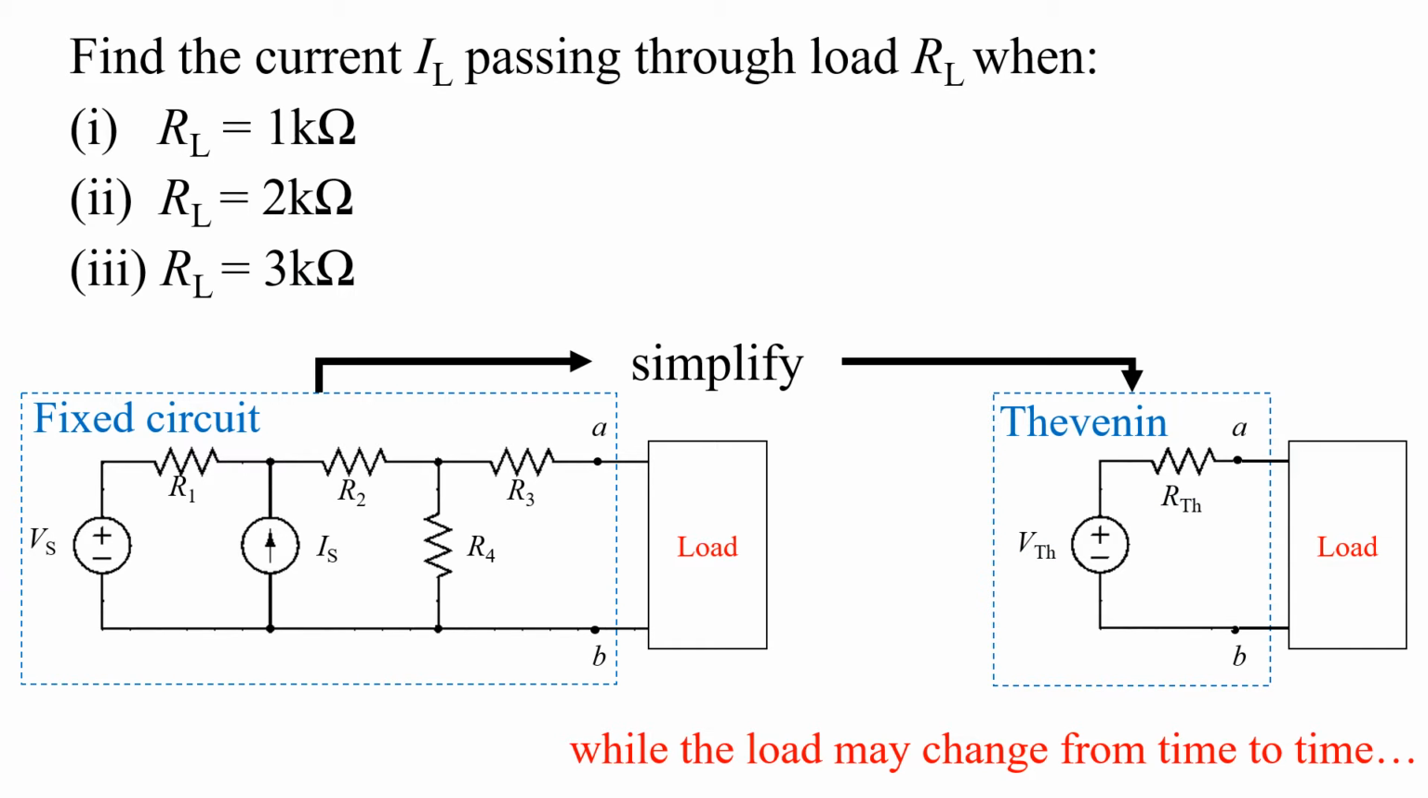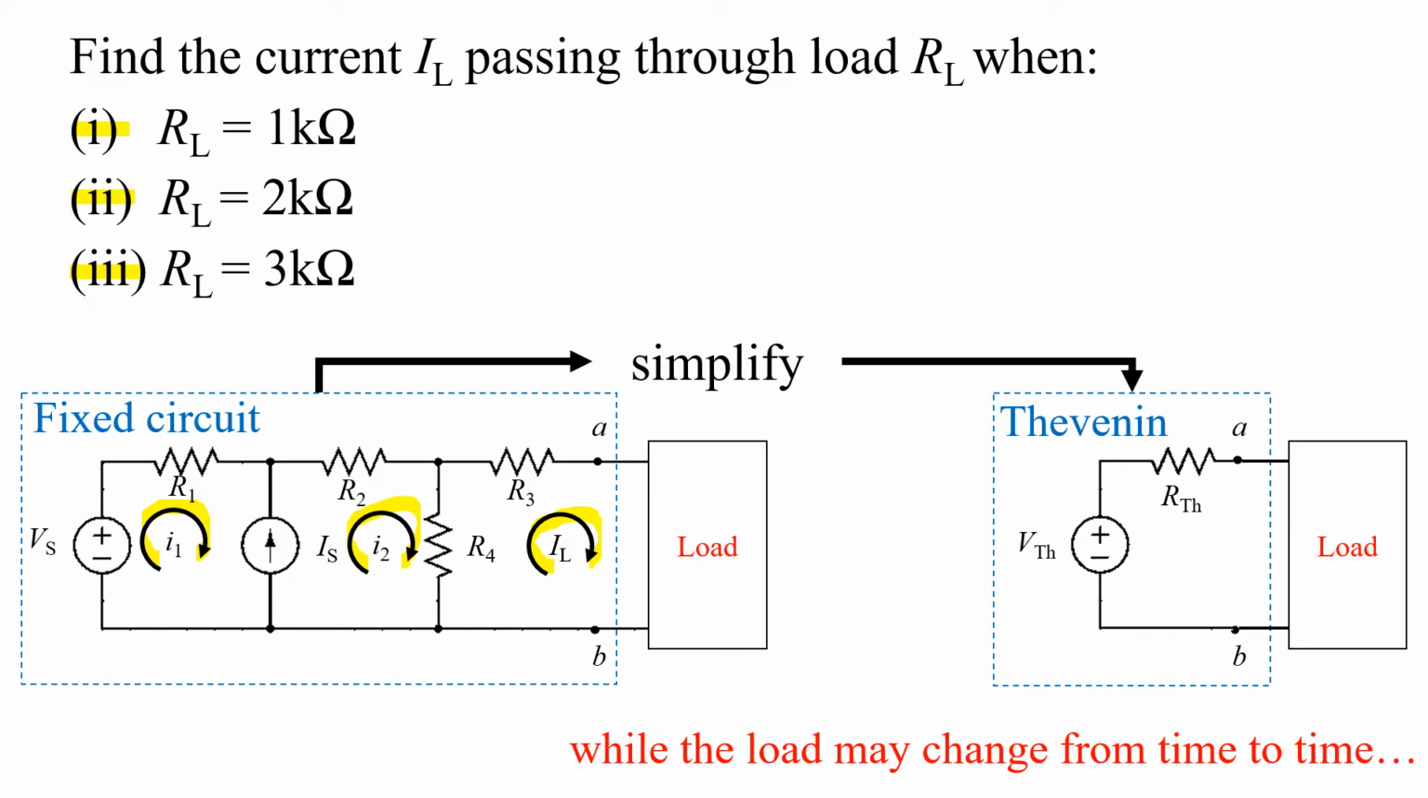Let's see what the benefit of the Thevenin's equivalent circuit is. For this question, we want to find the current IL passing through the load RL when RL keeps changing from 1K, 2K to 3K ohms. We can find the current IL using the original circuit, but the original circuit has 3 mesh loops. So for question 1, when RL is equal to 1K, we have to solve 3 simultaneous equations. For question 2, we have to do another 3 simultaneous equations, and for question 3, another 3 simultaneous equations.